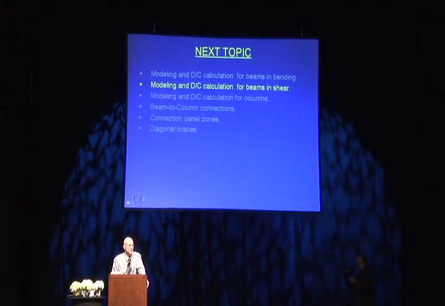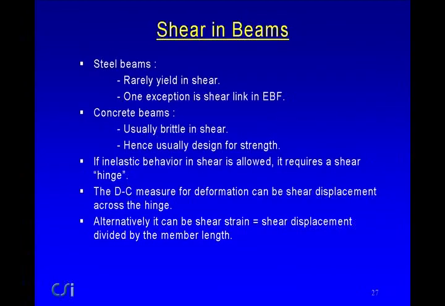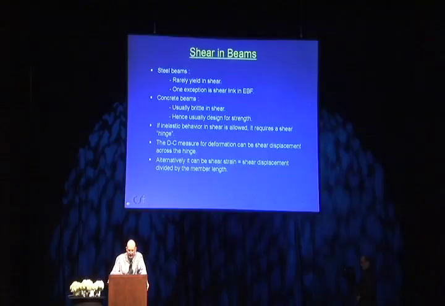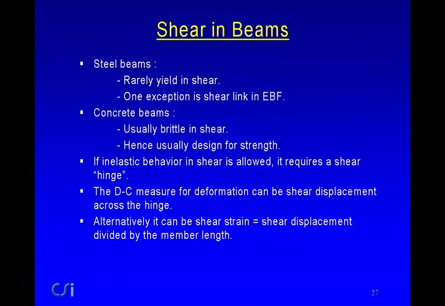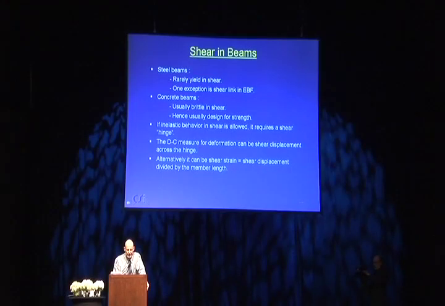Next topic, let's do the same thing for beams and shear quickly. Steel beams rarely yield in shear, but one exception would be a shear link in an eccentrically braced frame. Concrete beams are usually brittle in shear, and so usually you would want to design not for inelastic behavior in shear, but for essentially elastic behavior, designed for strength. If you do allow inelastic shear, it requires a shear hinge. It's like a plastic hinge, but it's shear rather than rotation. The demand capacity measure for deformation can be shear displacement across the hinge, or alternatively, you can convert it to shear strain by dividing the displacement by the member length.